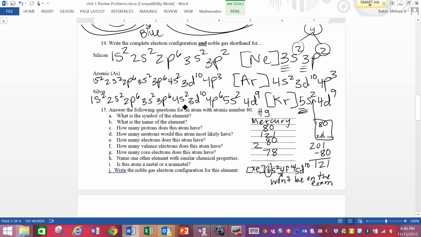Name one other element with similar properties. You could say anything in its little vertical group, Cd, Zn, cadmium, and zinc. And this element is to the left of the zigzag, so it would be a metal.